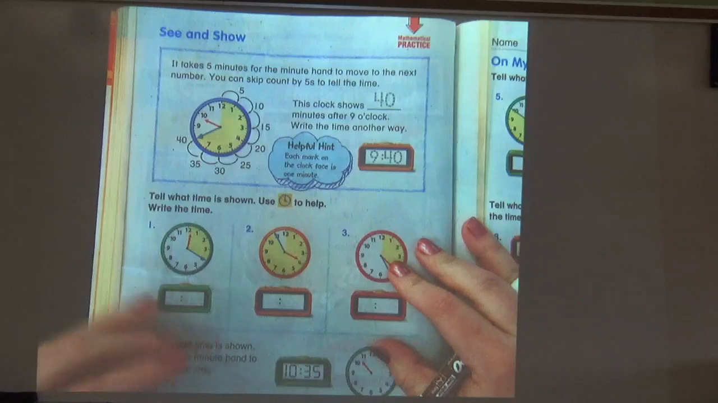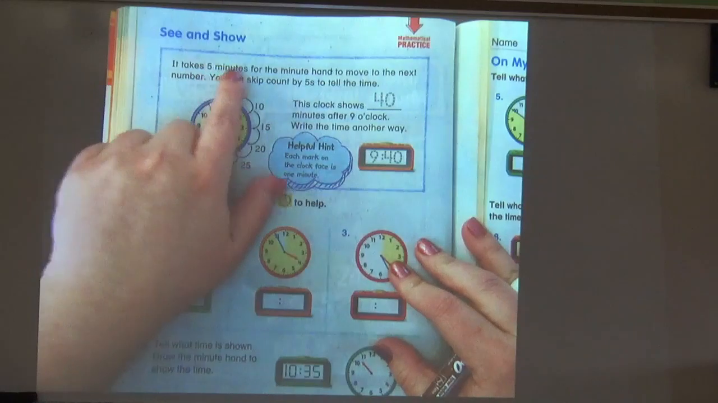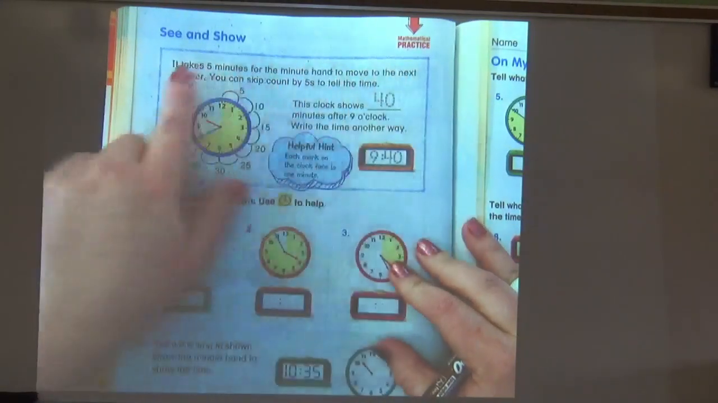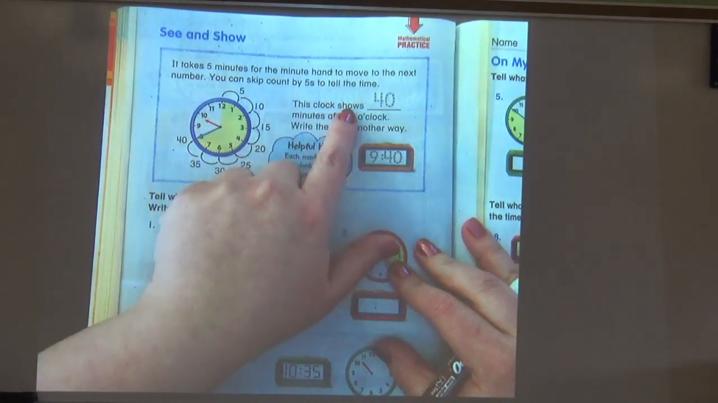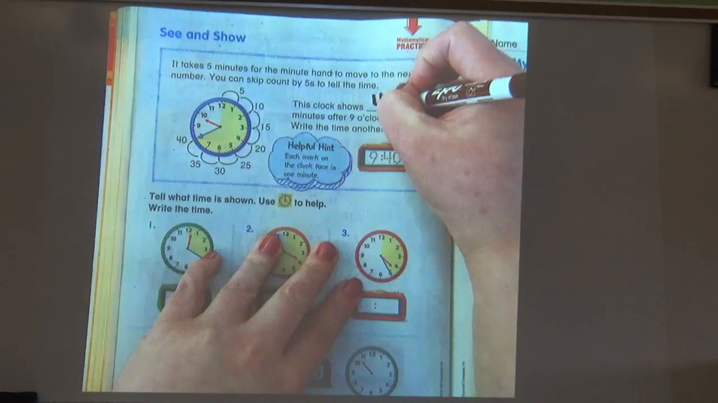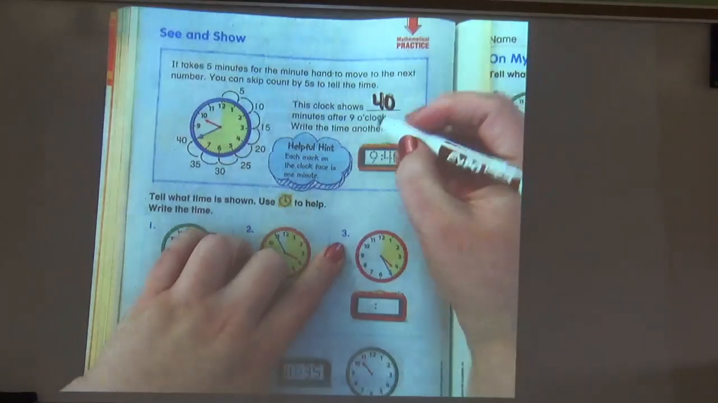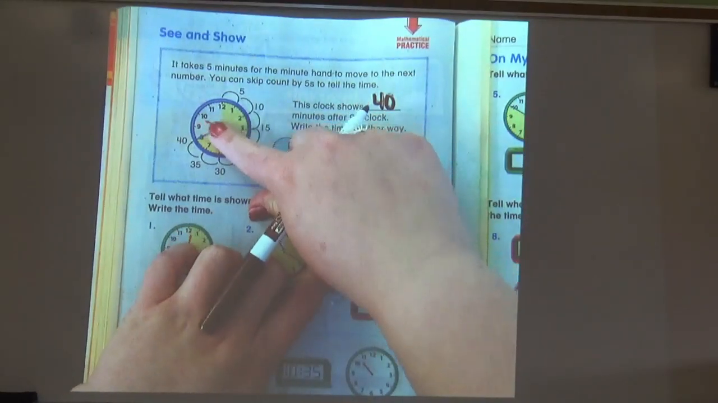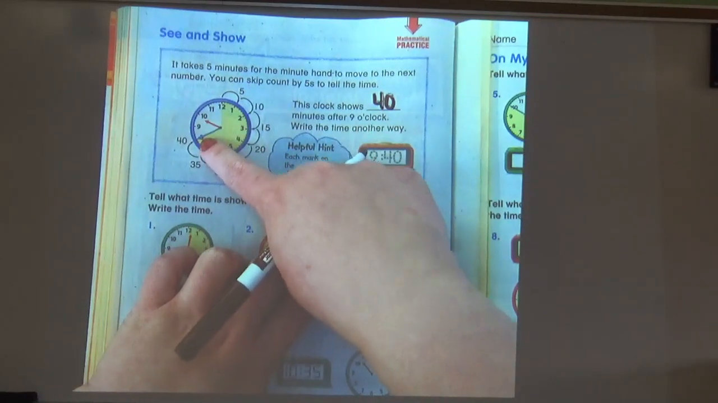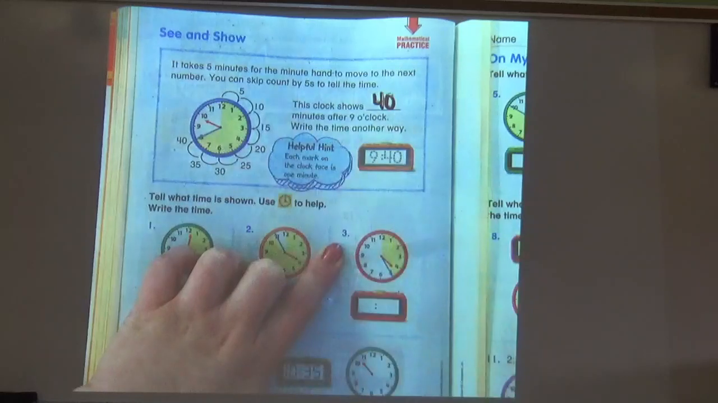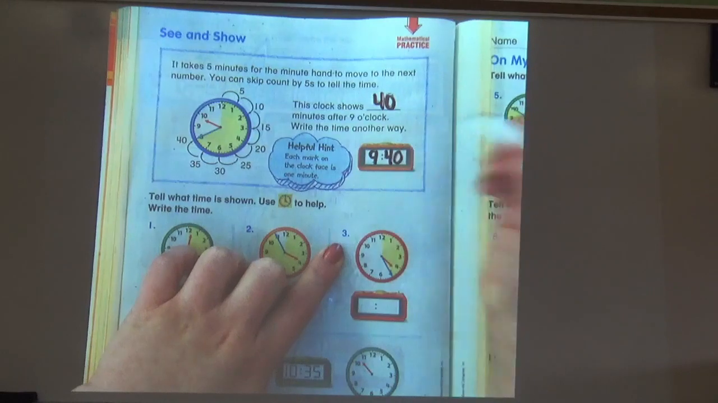Okay, so now we're on page 620 in our books. It takes 5 minutes for the minute hand to move to the next number. You can skip count by 5s to tell the time. This clock shows 40 minutes after 9 o'clock. Let's write that time another way. So right here, our hour hand is almost on that 10, but it is still in the 9 room, and our minute hand is pointing to the 8, which is 40 minutes past 9. So we can also write the time as 9:40.